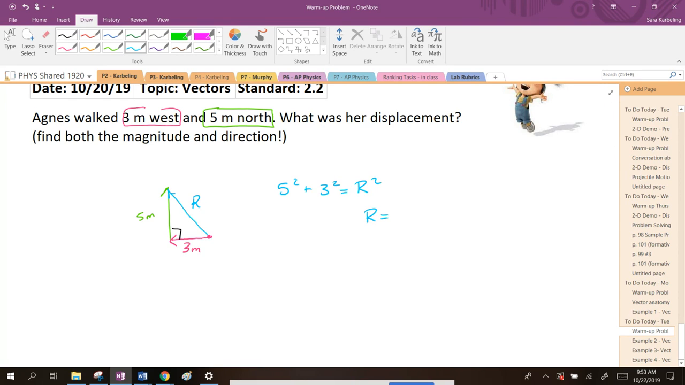Melissa, did you get a number? Yeah, 5.8. 5.8 what? Meters. Bam. Am I done with the problem? I'm done with half of it. I found the magnitude. I need the direction.